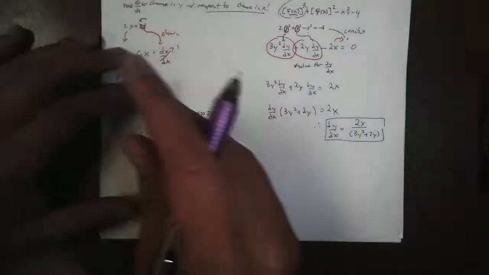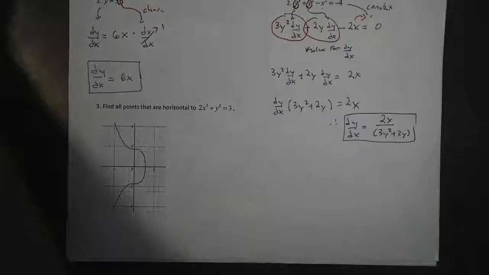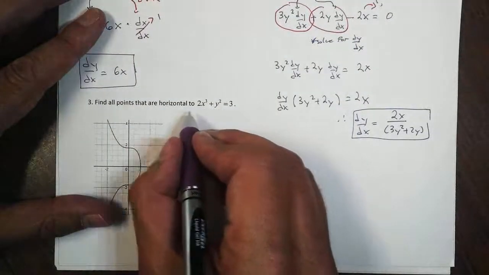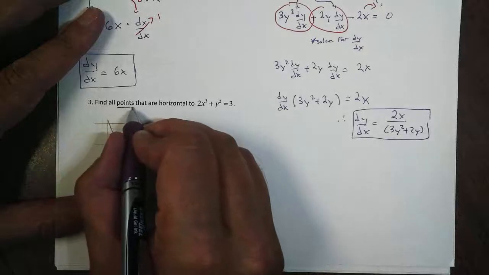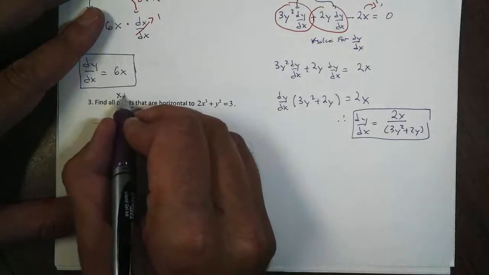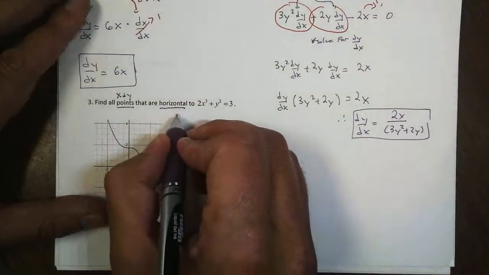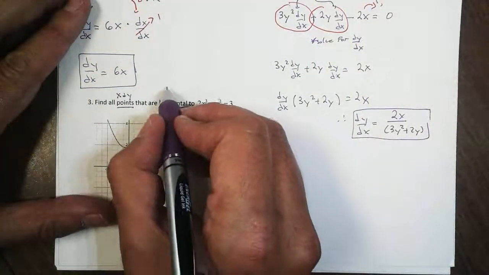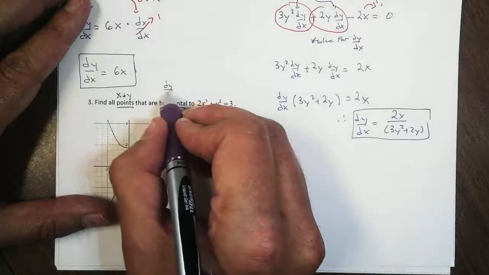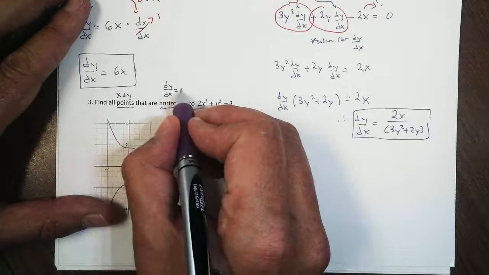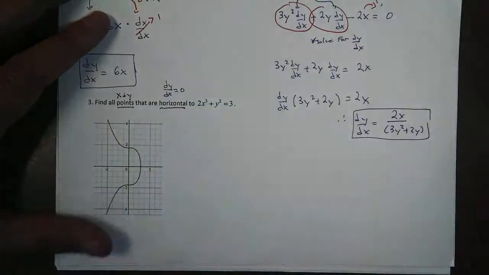All right, so for our next example here, we want to find all the points that are horizontal to this graph. Now, we've talked about this before. Anytime they mention the word points, you need x and y. And we even talked about horizontal, where the slope is 0. Now, we're going to get a little bit more nerdy with it. We used to say m equals 0, but now we want to start being in the correct notation. dy/dx is 0, or the slope is 0.